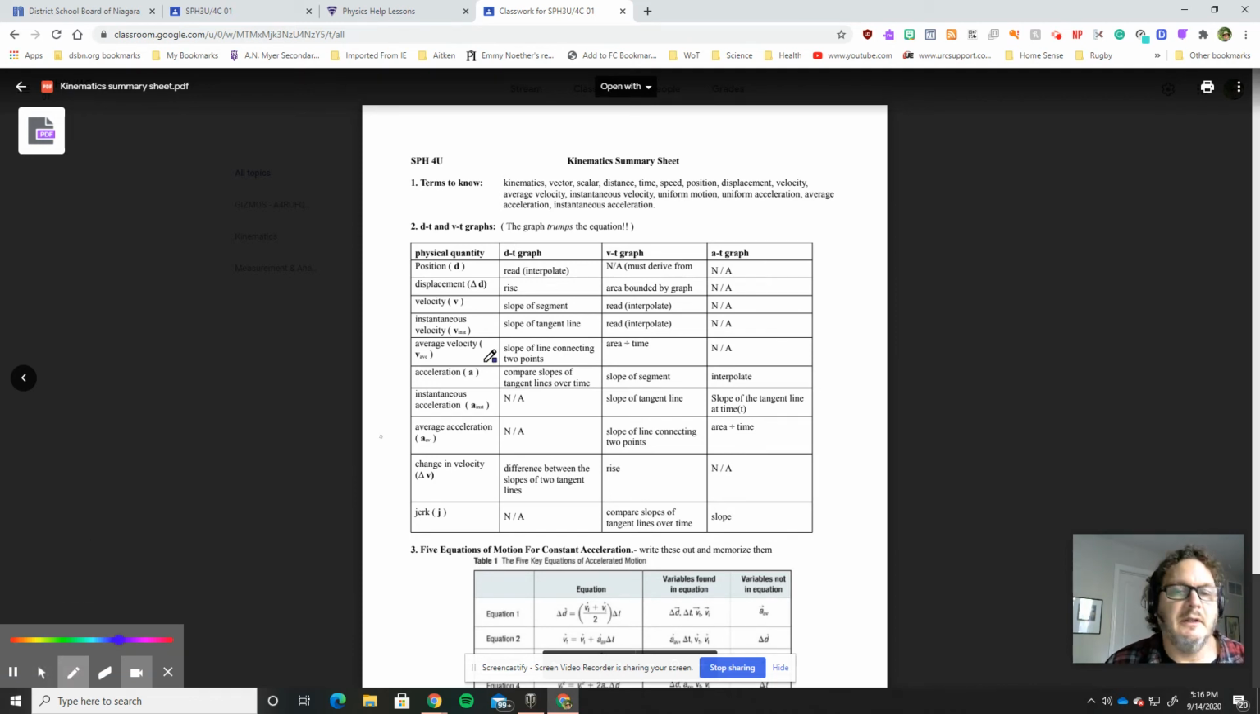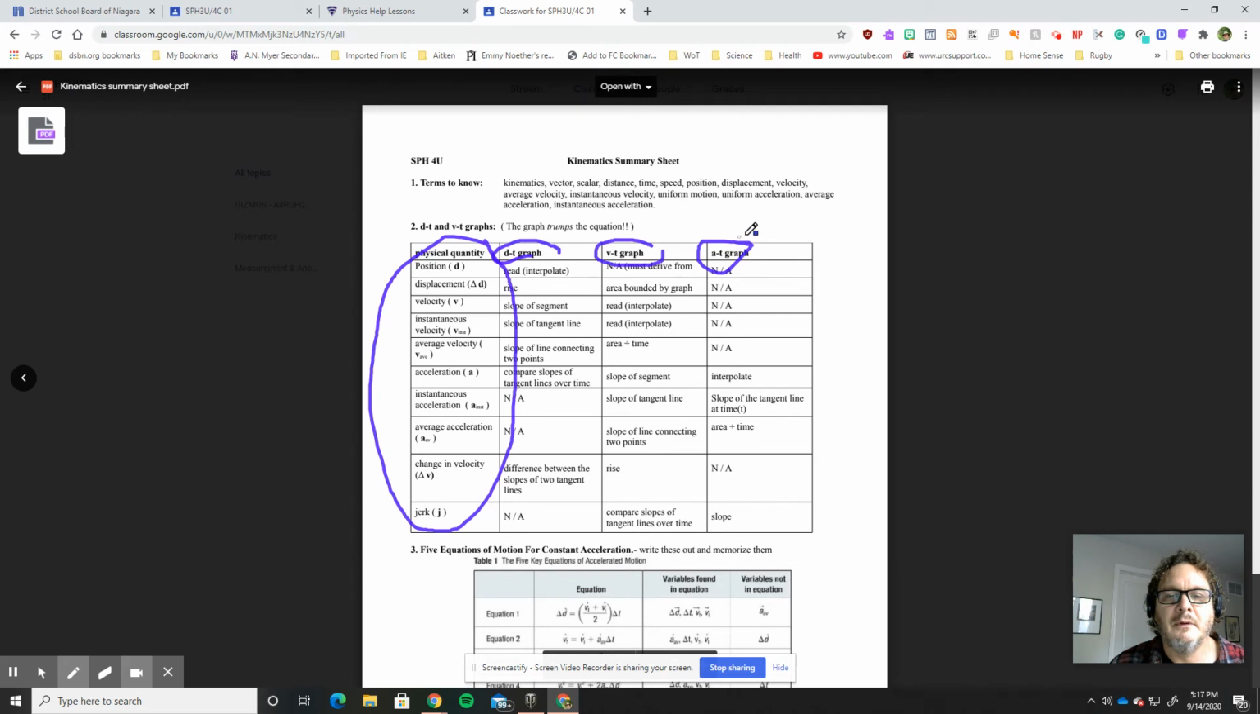It basically allows you to figure out these physical quantities from these 3 types of graphs. Again, watch the videos first. If I want to find velocity from a DT graph, I find the slope of a line segment. I say line segment because uniform velocity is only uniform as long as the line segment on the DT graph is straight. For instantaneous velocity, we find the slope of a tangent line.